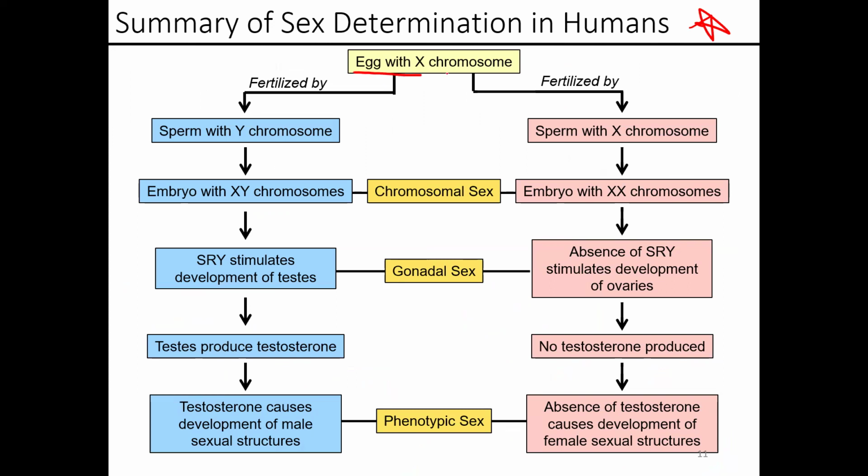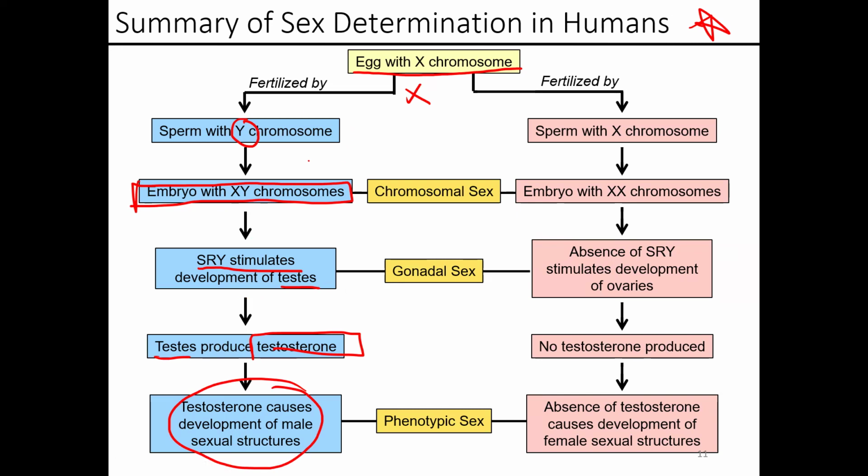You can see we have an egg with an X chromosome. Remember, in humans, we always have to have at least one X chromosome. And then if the sperm is going to contribute a Y chromosome, what's going to happen is that Y chromosome is going to have the SRY gene. The SRY gene is going to produce that protein. Again, we have our XY, and then that protein is going to stimulate the development of testes. The testes are going to start producing testosterone, and that testosterone is going to give us our male sexual structures.